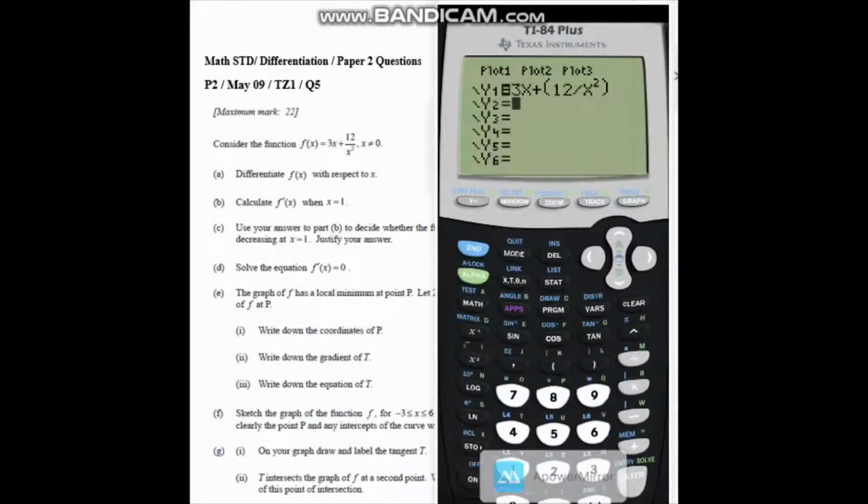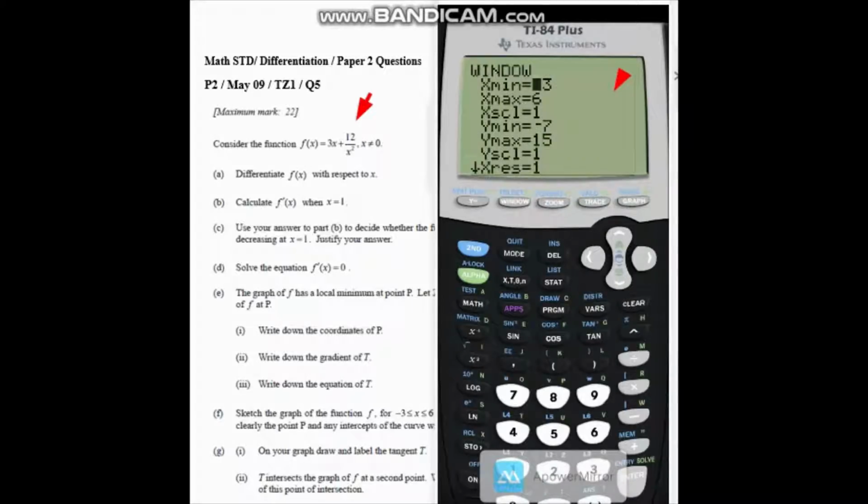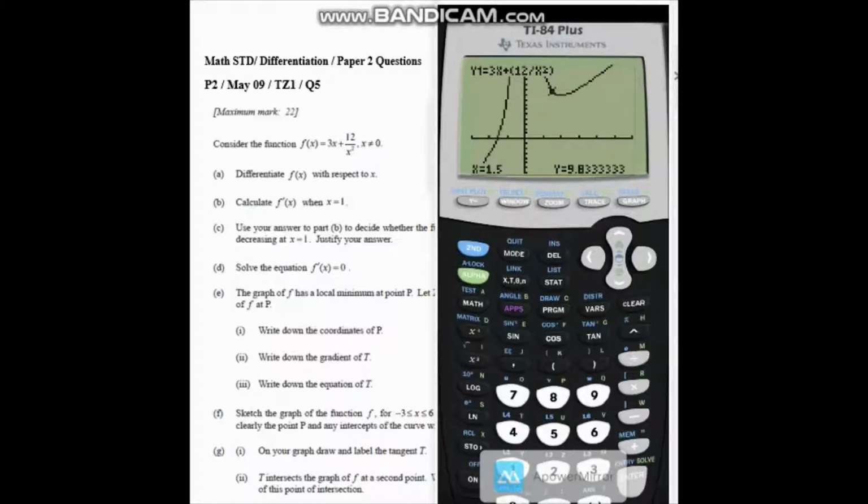So I've written down the original function, 3x plus 12 over x squared. I've set my window to match the instructions given in the question: negative 3 to 6 for x and negative 7 to 15 for y. And I've clicked on trace to see what the function looks like.